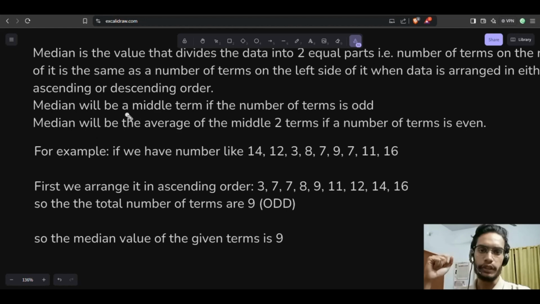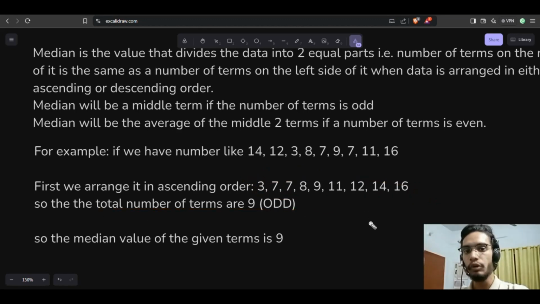Number one, the median will be the middle term if the number of terms is odd. Here is the example. If you can see, there are a total of 1, 2, 3, 4, 5, 6, 7, 8, 9. There are a total of 9 terms in this data, right? So 9 is an odd number. So the total number of terms is 9, an odd number.